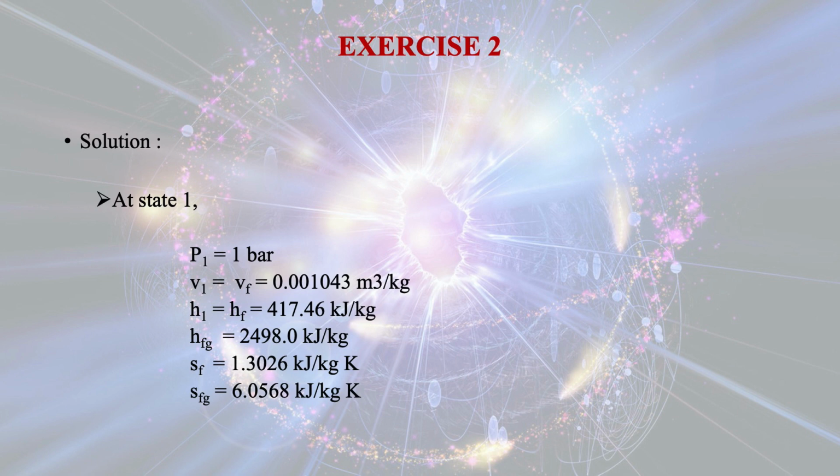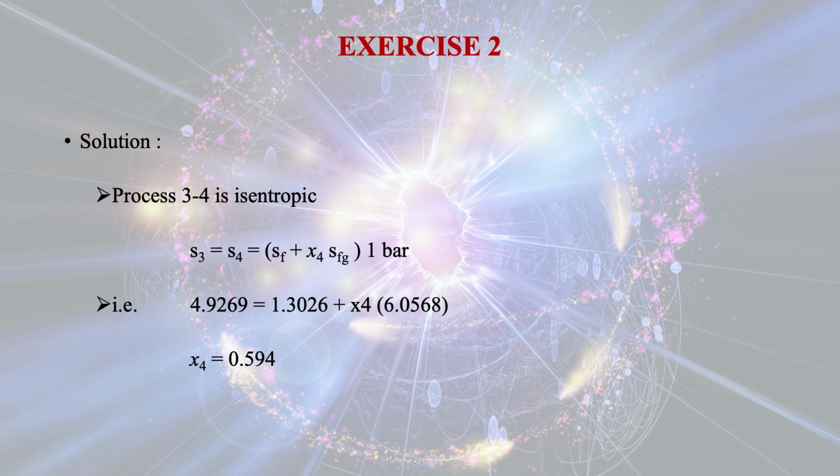Now HFG is equal to 2498.0 kilojoule per kg. This information you will also get from the steam table. Same thing is for SF and SFG, you will get from the steam table. So process 3-4 is isentropic. As I have already mentioned, S3 is equal to S4 is equal to SF plus X4 SFG at 1 bar.